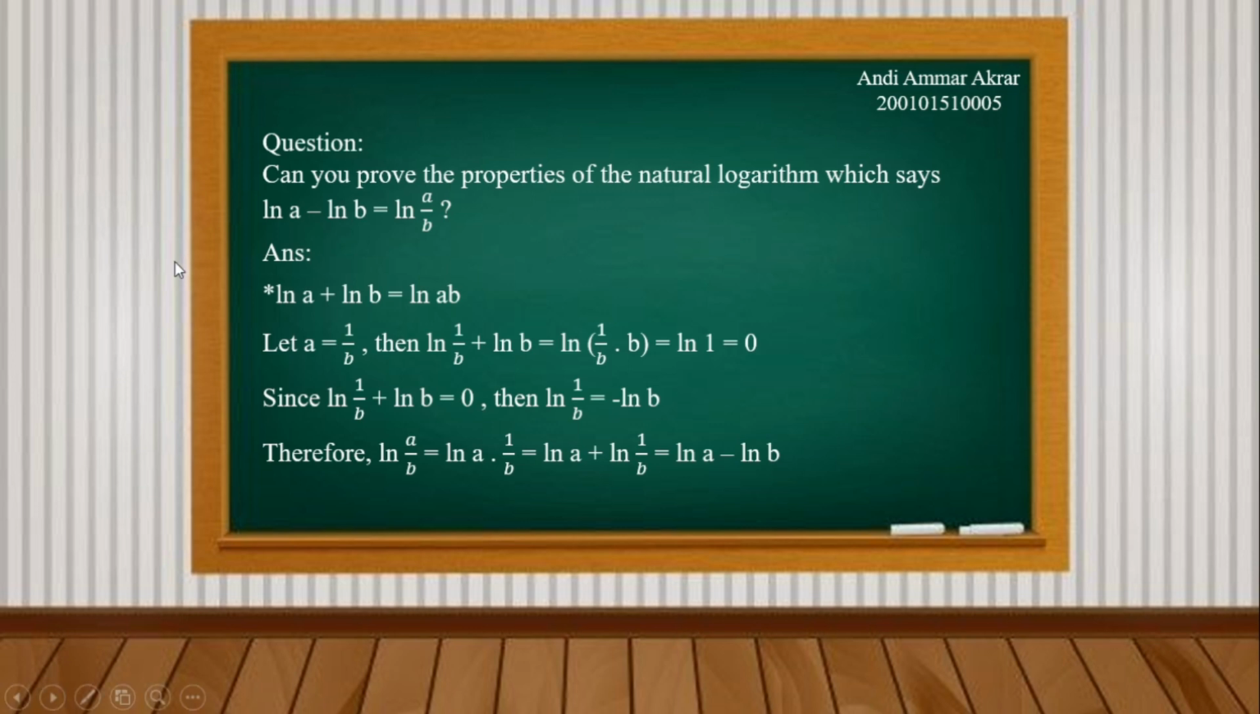Therefore, ln A over B will be the same as ln of A times 1 over B. Based on the property of the natural logarithm, it will be equal to ln A plus ln 1 over B. And because we already know that ln 1 over B is minus ln B, we get the final result ln A minus ln B. So it's proven that ln A over B is the same as ln A minus ln B.